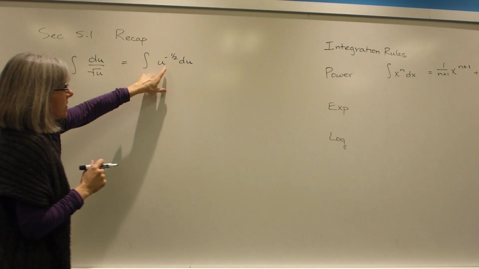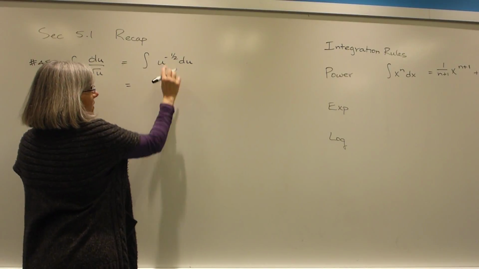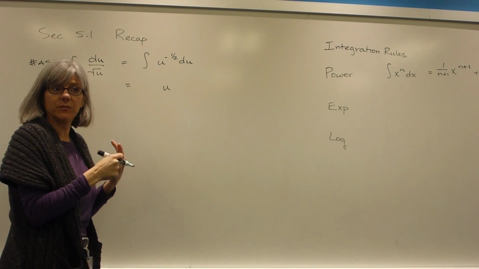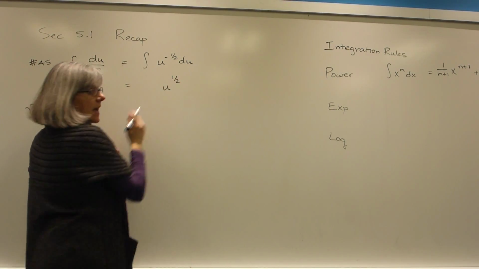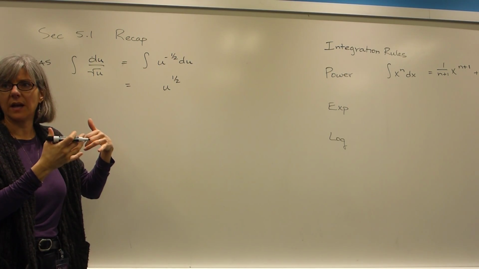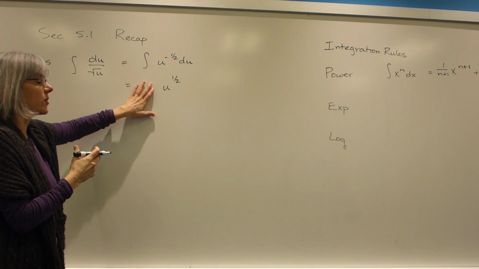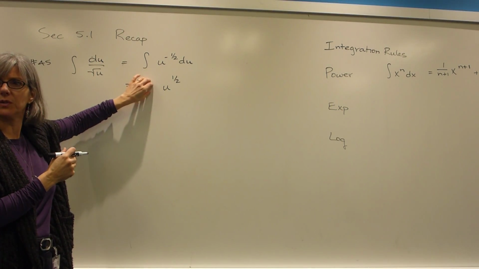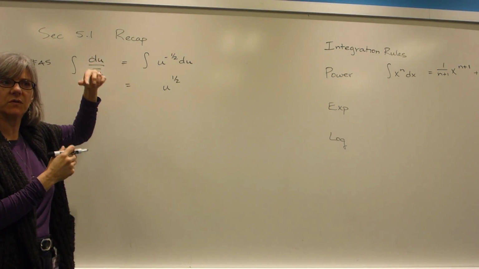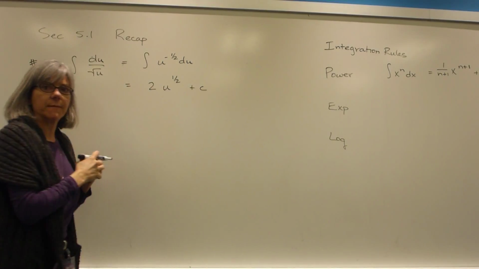So coming back over here, this is in power rule form. The first thing we'll do is raise the exponent by 1. So negative a half plus 1, positive a half. Now we need to divide by a half. Dividing by a half is the same as multiplying by 2. Anytime you've got fractions, I think about multiplying by the reciprocal as opposed to dividing. It means the same thing. So that would be 2 times the square root of x, plus c.